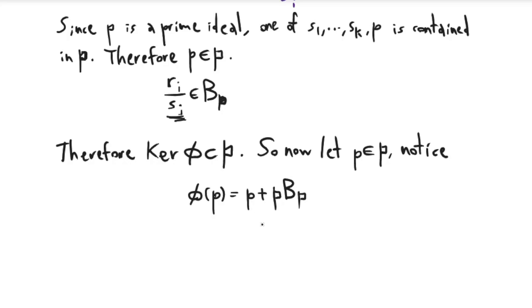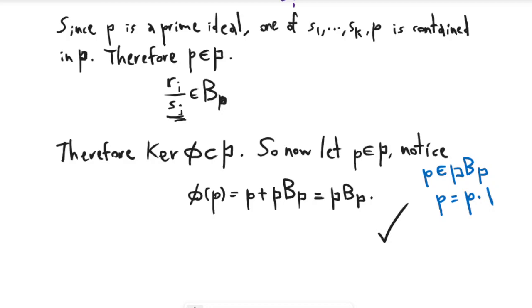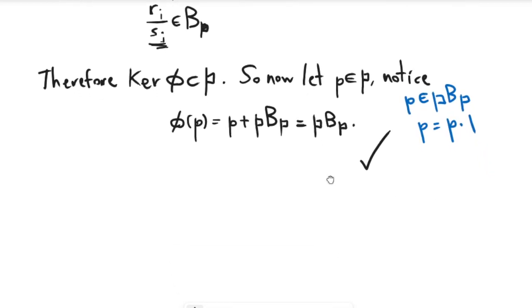But p is an element of the ideal P. So p is definitely an element of pBp, right? Because p is just equal to p times 1. And so that gives us that this is equal to pBp. Great. So this proves the first claim, right? This proves that the kernel of phi is equal to the ideal P.